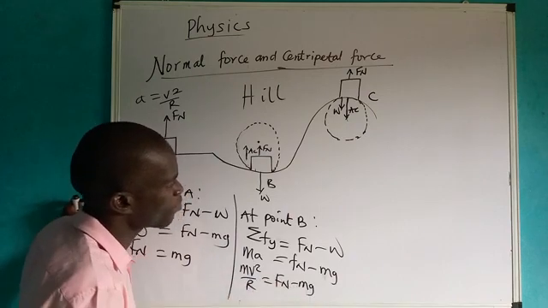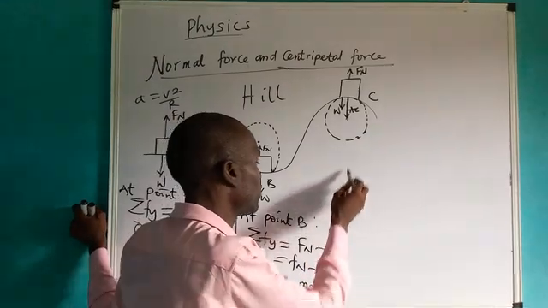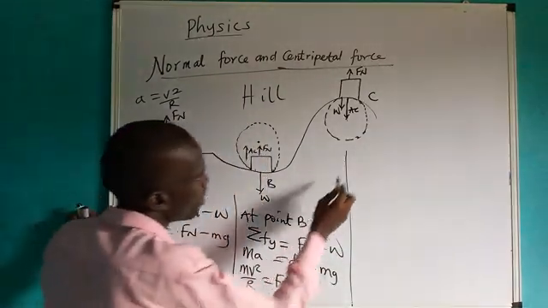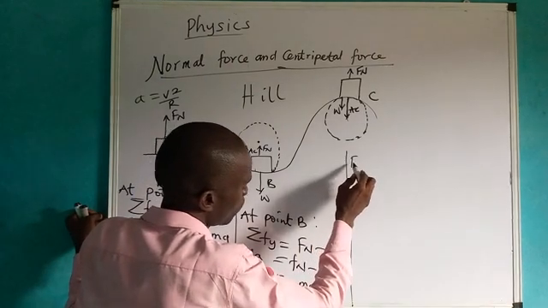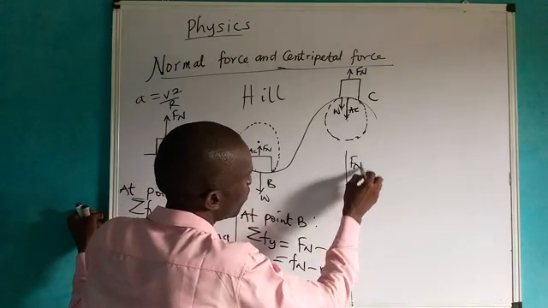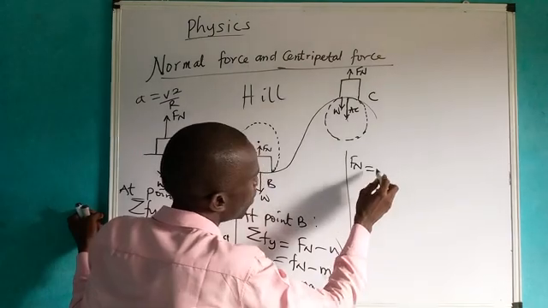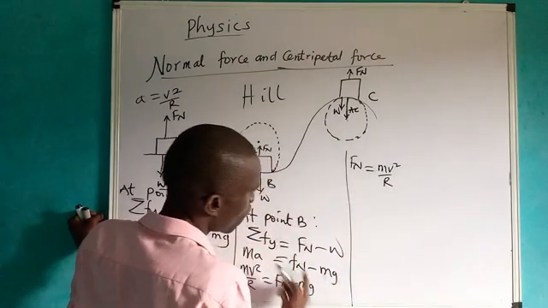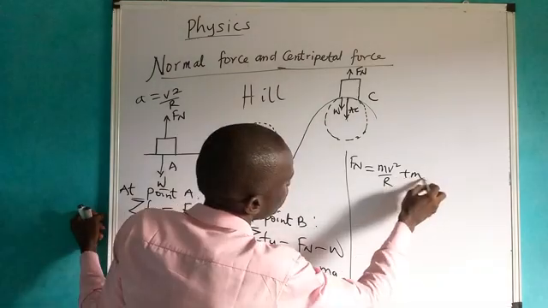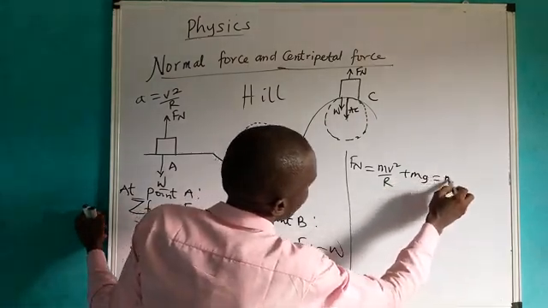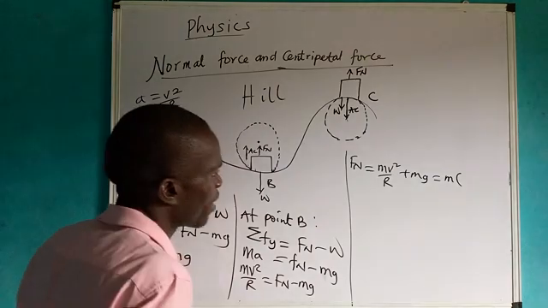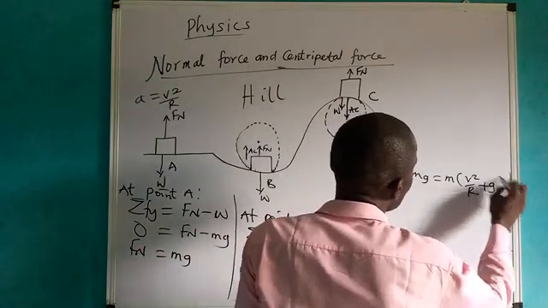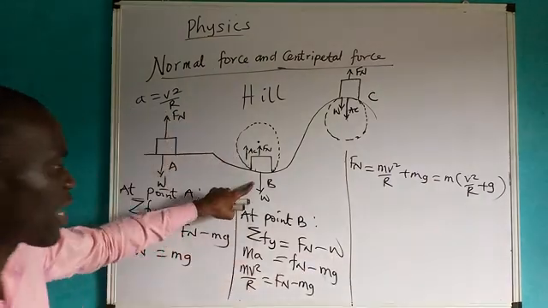Now, making Fn the subject here, we are going to have Fn equals mv squared over r. This one will move over and become plus mg, which is the same thing as, when we factor out m, Fn equals m times v squared over r plus g. This becomes the formula when it's at point B.